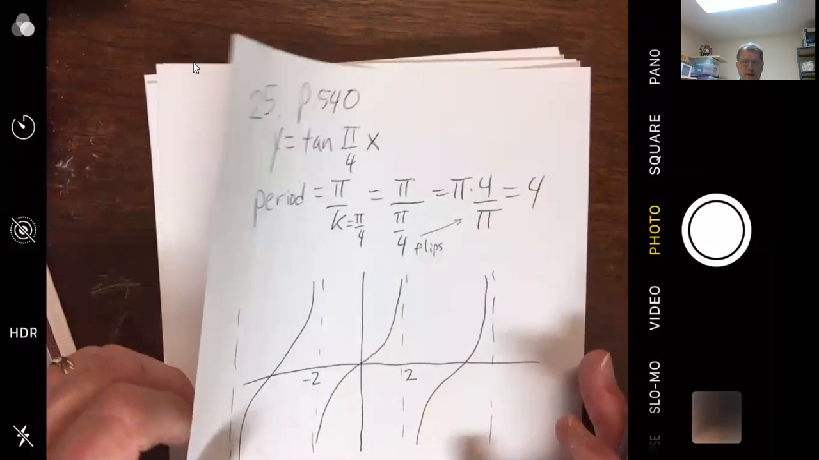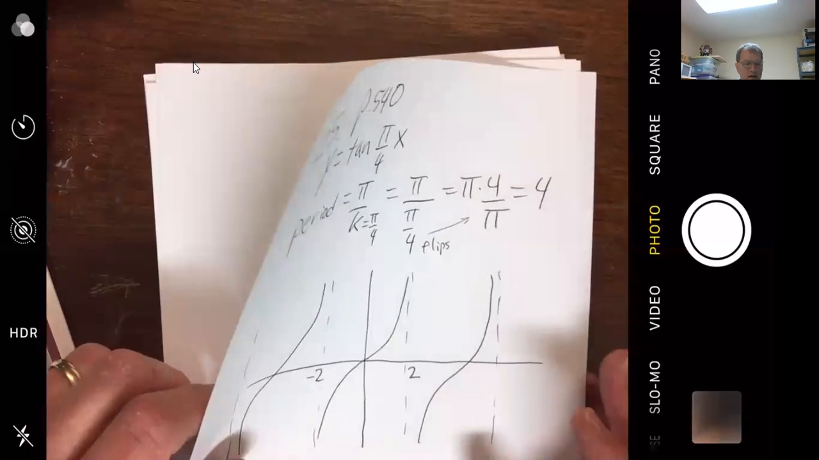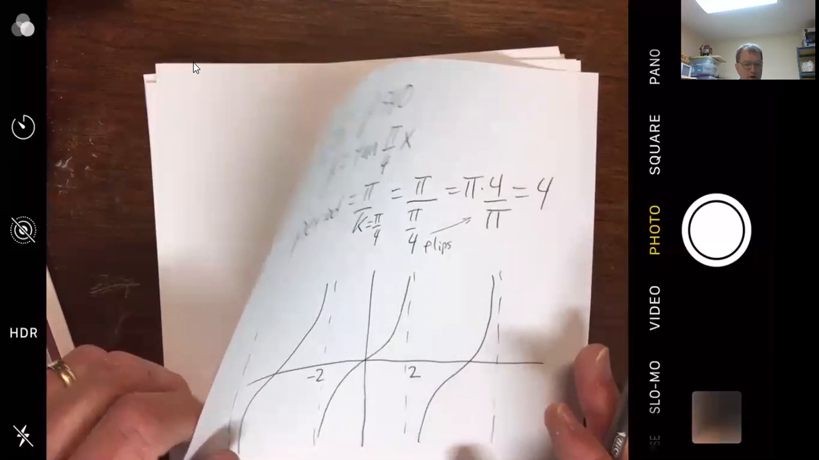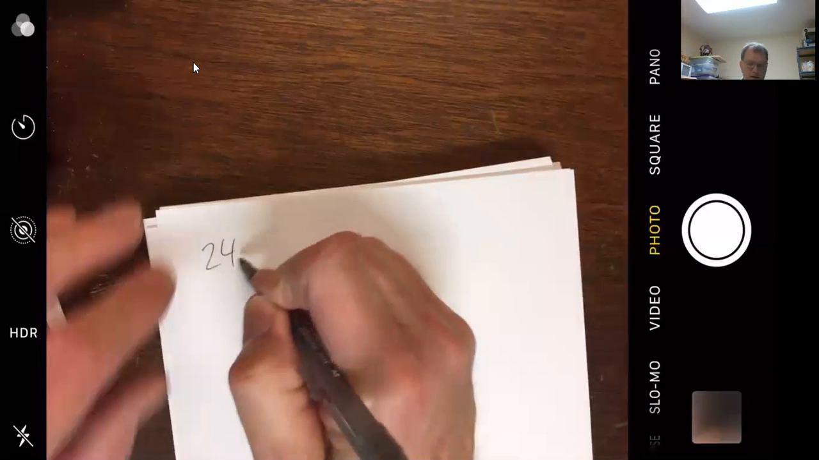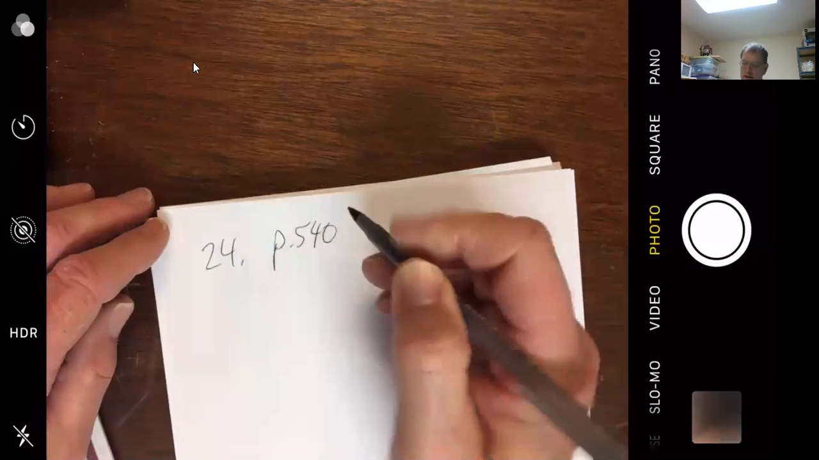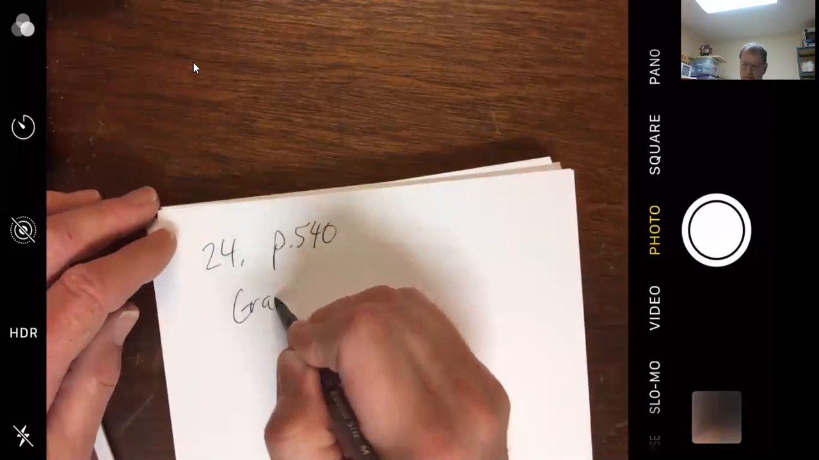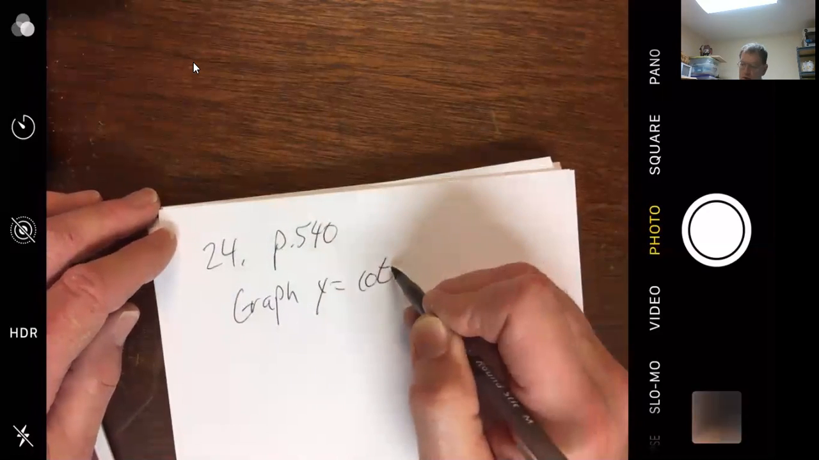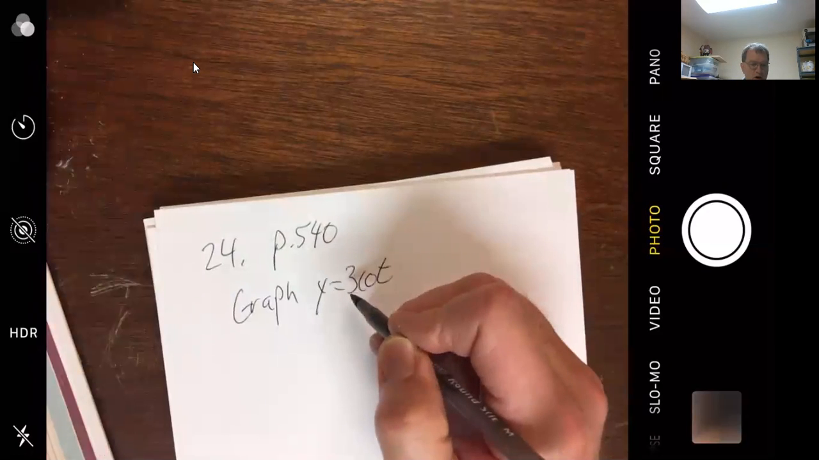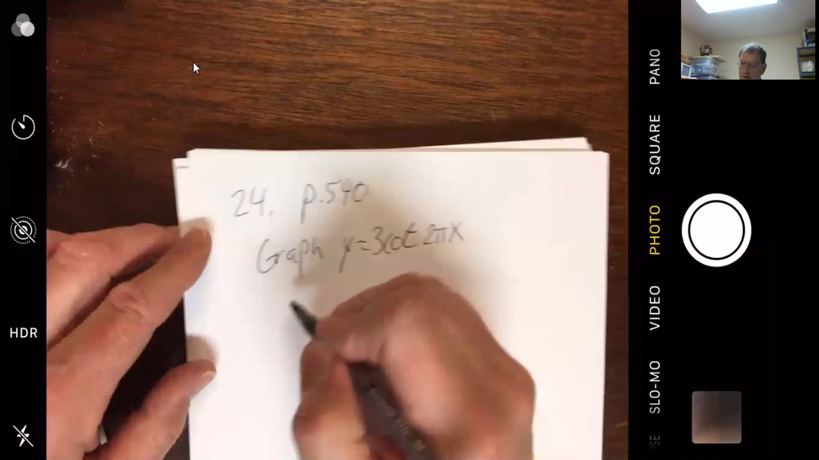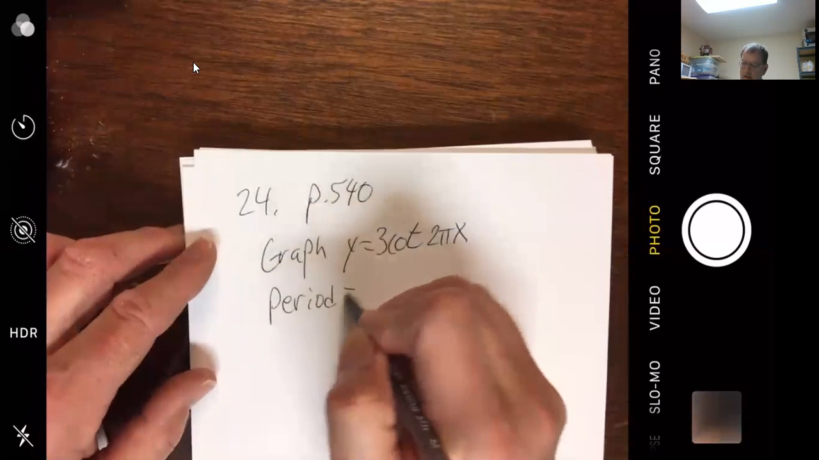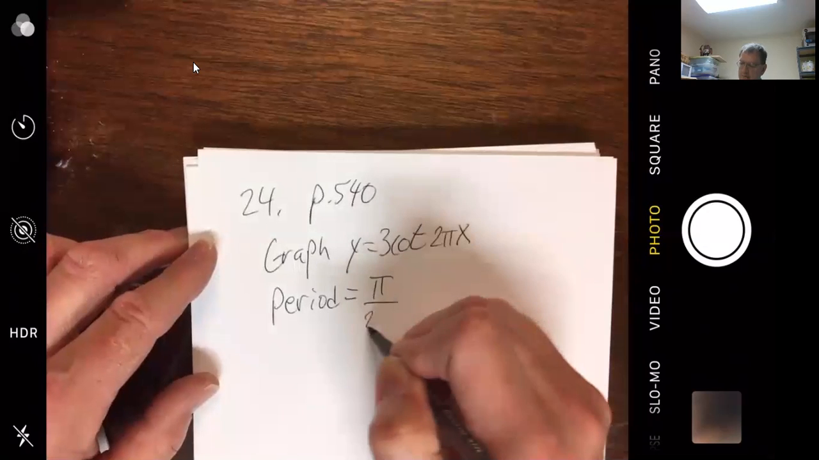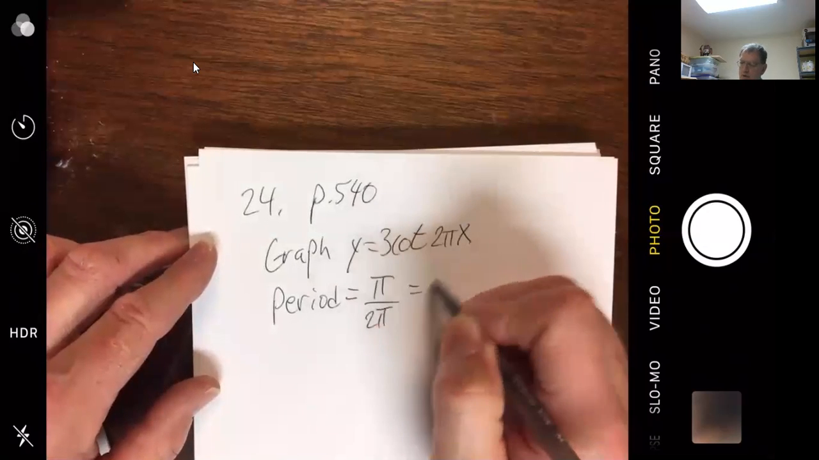What about something like 30? We haven't done a cotangent. Let's try 24. Page 540, graph 3 cotangent. We're doing 24, 2 pi x. Period: pi over 2 pi. Well, that's going to be 1/2.